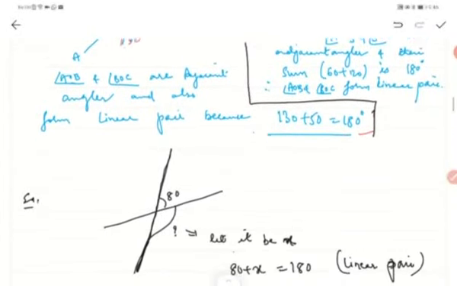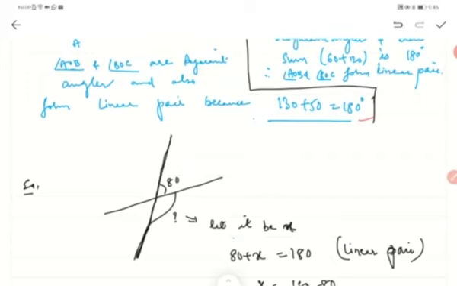So the other kind of question you can get is, one angle will be given and the other will be unknown. You need to find it, and it is said that it is a linear pair. So if it is a linear pair, you will check whether they are adjacent or not. Obviously this angle is adjacent to this angle.